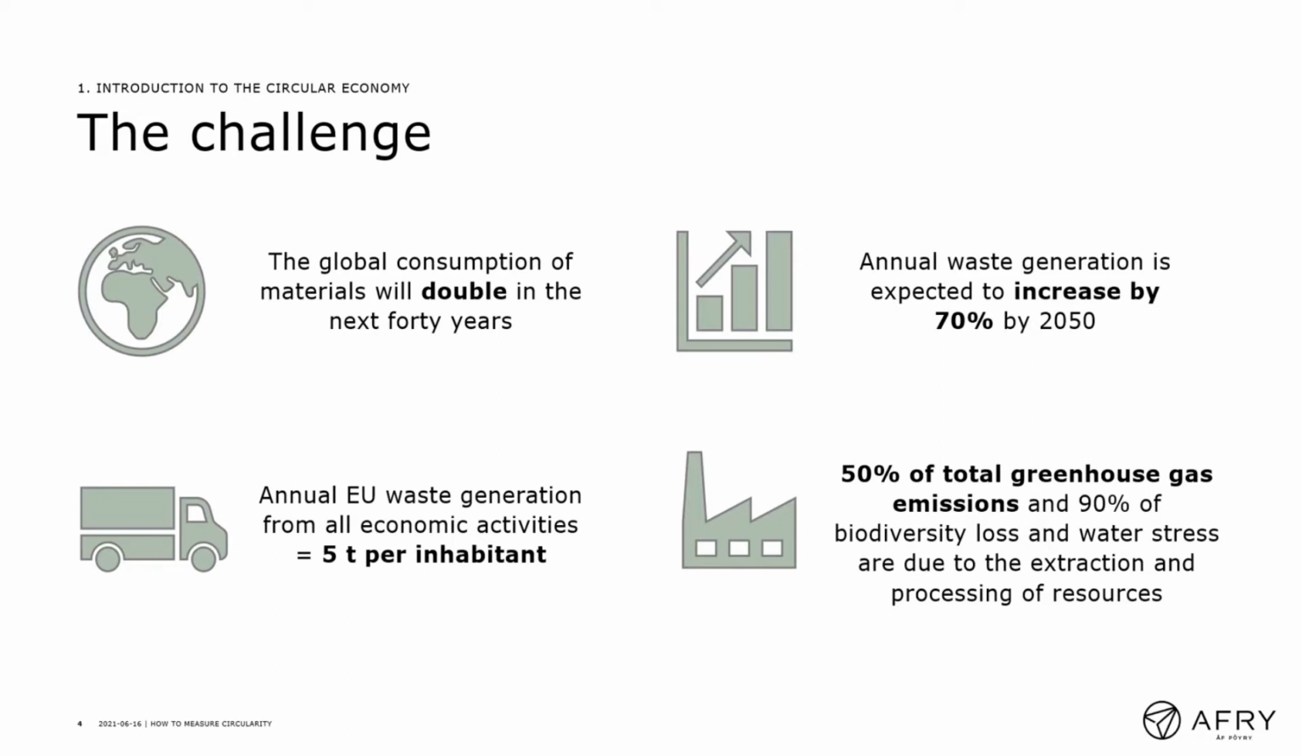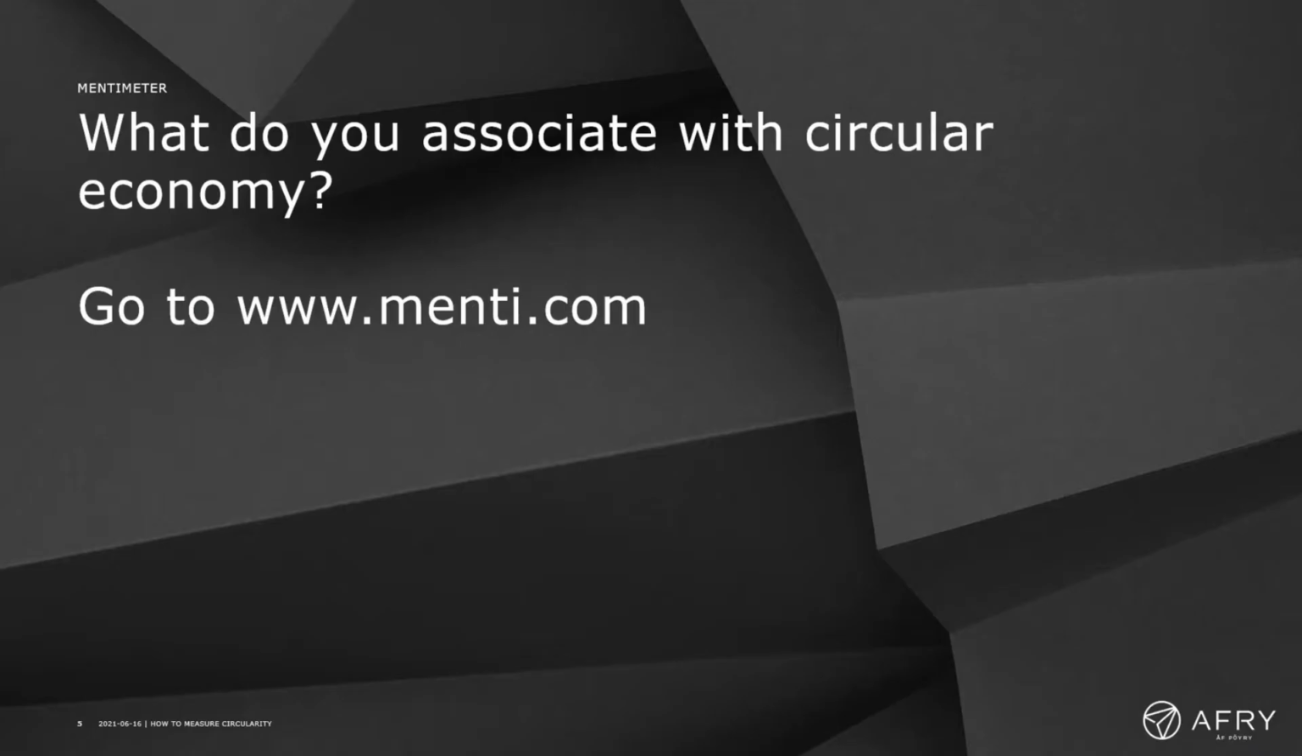So the waste generation is also expected to increase by 70% in the next 30 years. And we are already producing a lot of waste. In Europe, for example, we are producing 2.5 billion tons per year, which makes 5 tons per person, which is a lot. In addition to waste generation and consumption, greenhouse gas emissions, biodiversity loss and water stress are also big issues, and those are mainly due to the extraction and processing of resources. So we need to change the way we design processes and products, and circular economy is one way for that. But before going further, we would like to ask you a question.